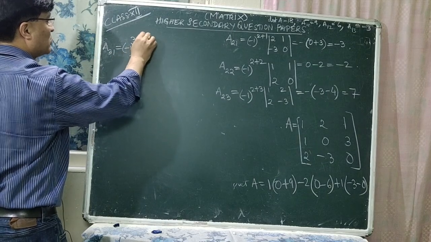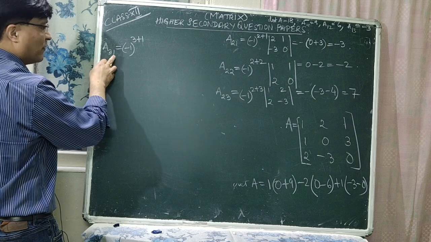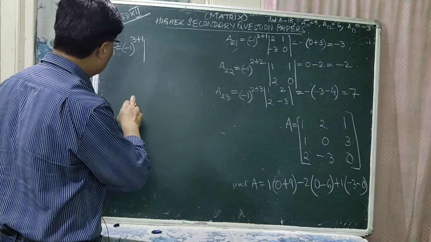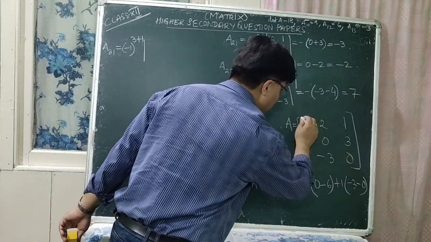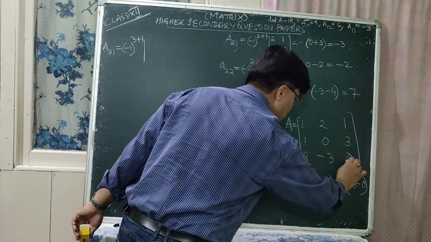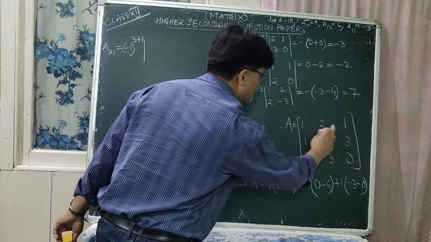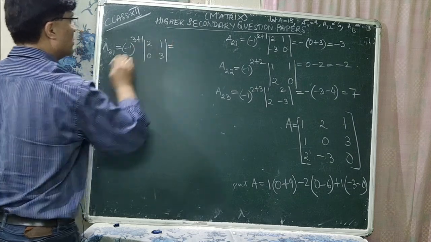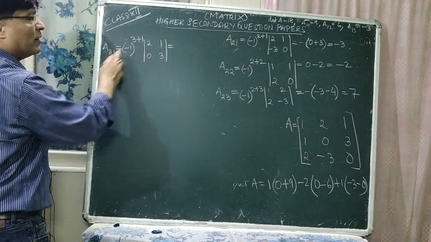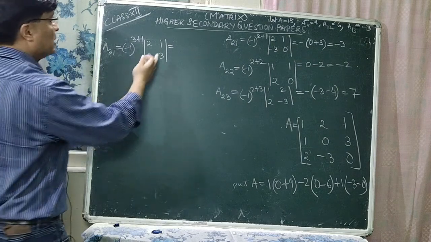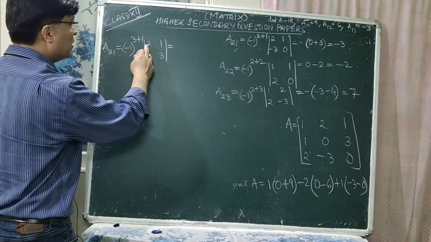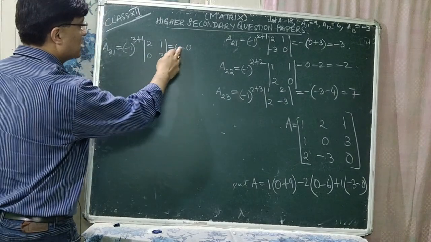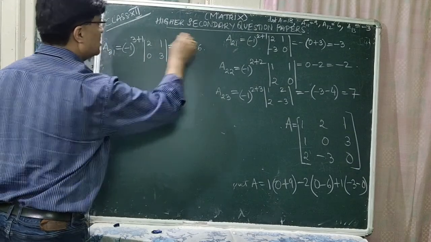Minus 1 whole to the power, how can you consider the sign? Minus 1 whole to the power, this suffix 3 plus 1. And now you have to delete the row and the column through that element belonging to the third row and first column. Third row and first column, that means 2. Delete this third row and first column. What remains? 2, 1, 0, 3. Which is equal to, what is minus 1 whole to the power 4? That is your plus 1, right? Now expand this determinant. How can you expand it? 2 3s are 6 minus 0 1s are 0, which is equal to 6.